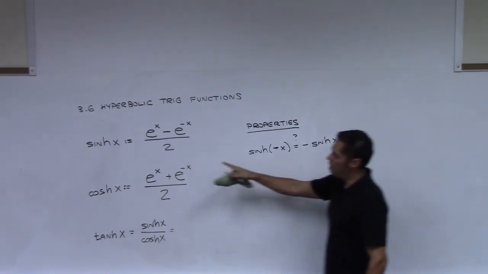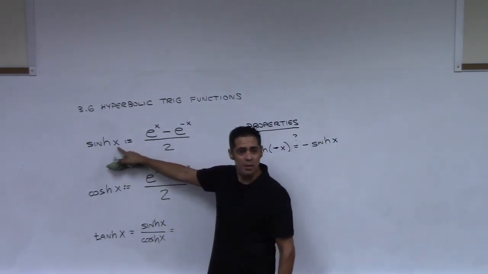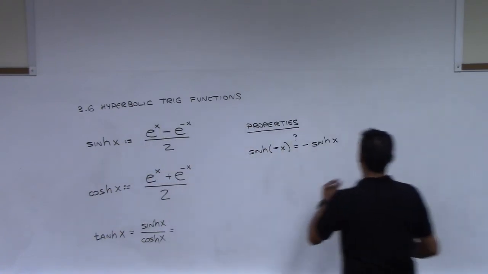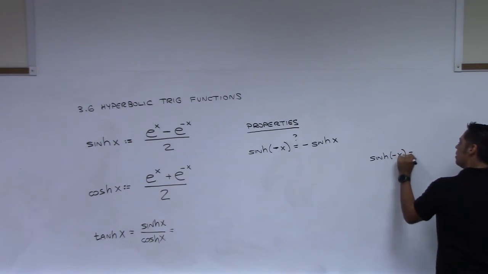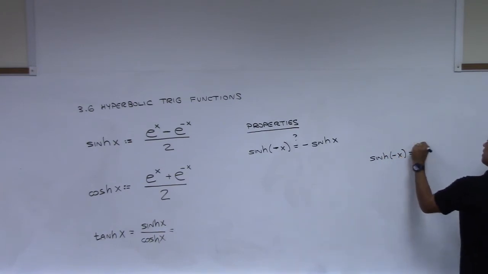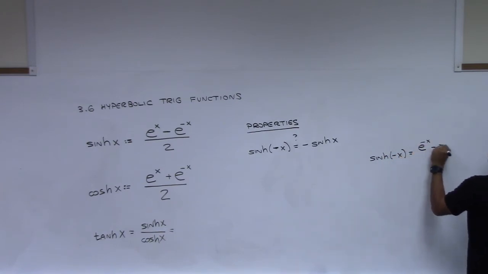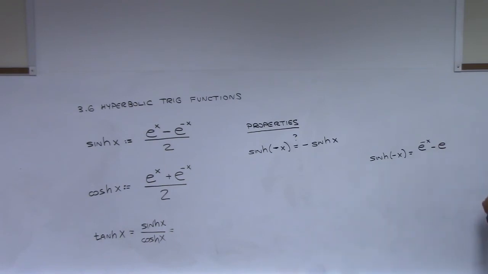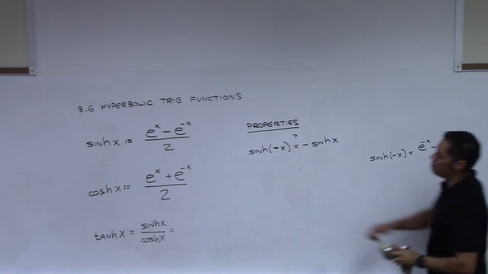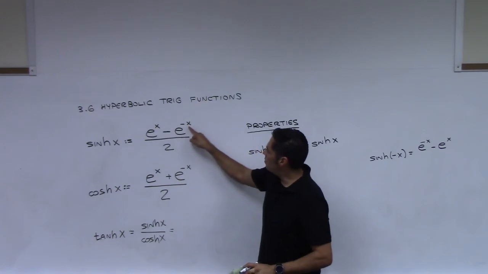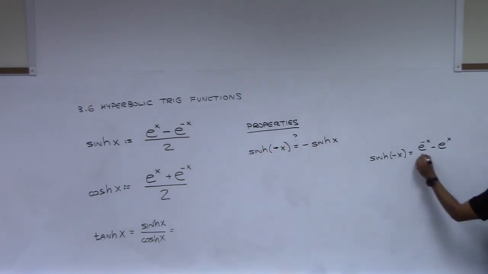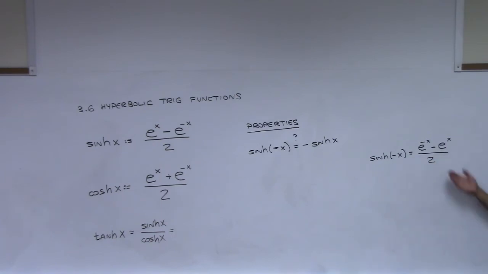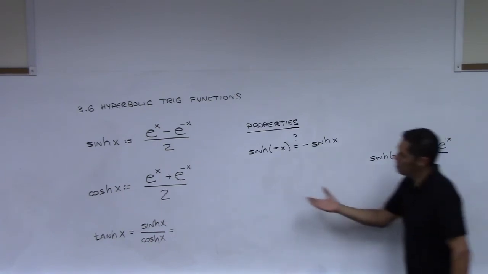We take sine hyperbolic, and we replace x with negative x. So let me do that over here. So sine hyperbolic of negative x is equal to e to the negative x minus e to what? Positive x. So all I'm doing is replacing this with negative x, this with negative x. The negative negative becomes positive, and I've got this, and then over 2. So is this sine hyperbolic?